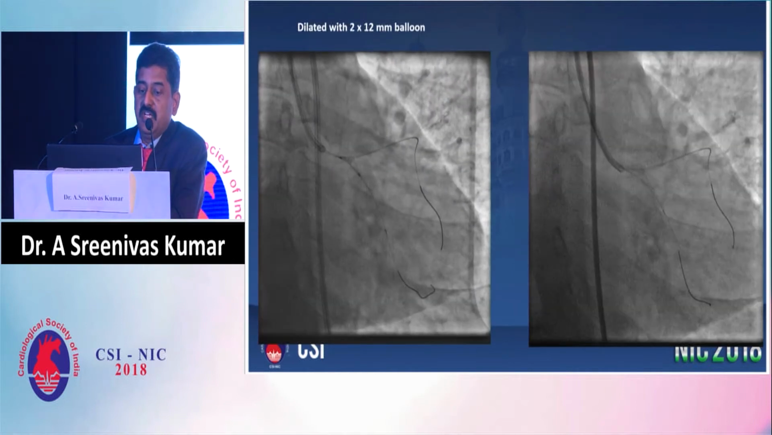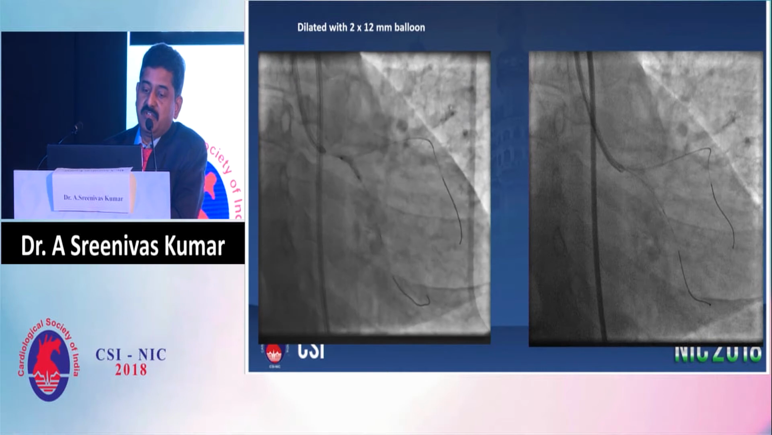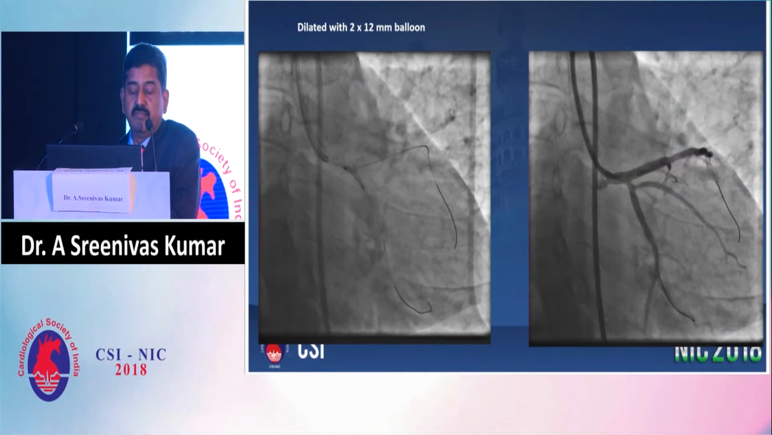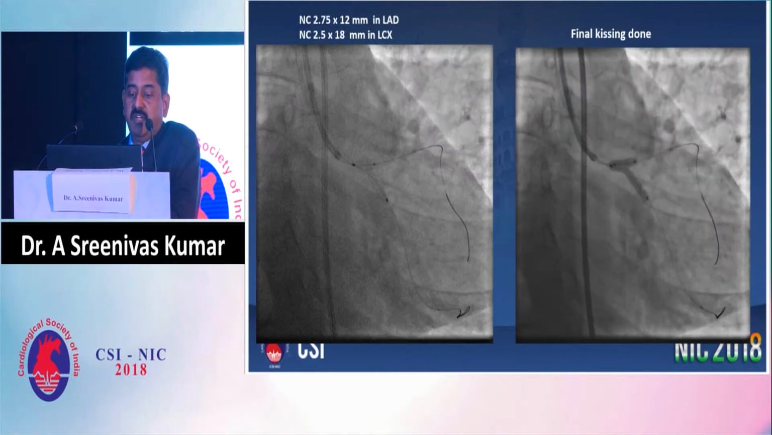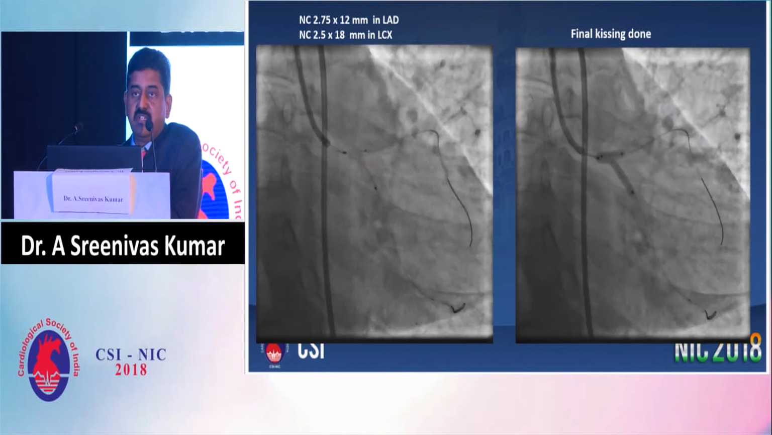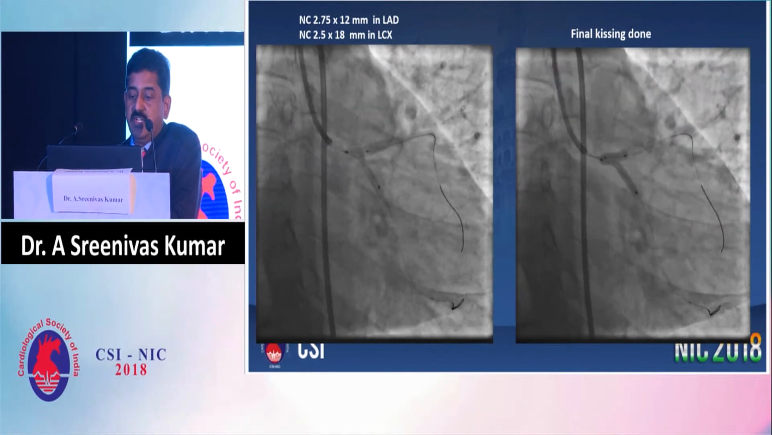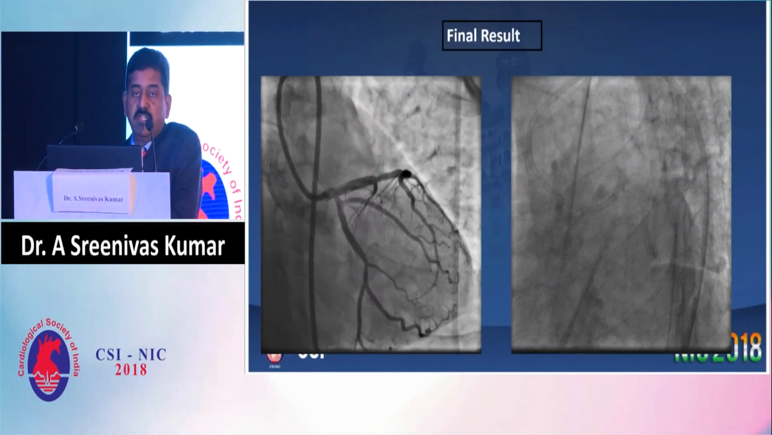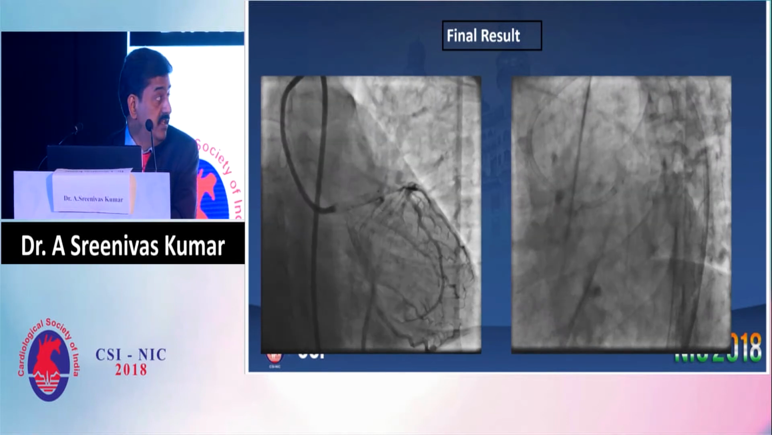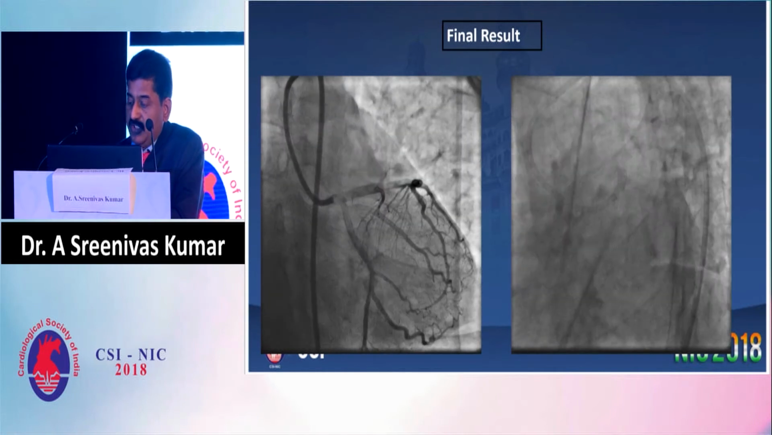Then I feel a minimal small size balloon is rewired and dilated through the stent struts. Then after putting this, this is the final kissing. Whenever you are doing a two-stent strategy, I feel final kissing is more relevant and important. And if you can confirm it with final imaging, that's the best. So these are the final results seen here, and the patient is doing fine.